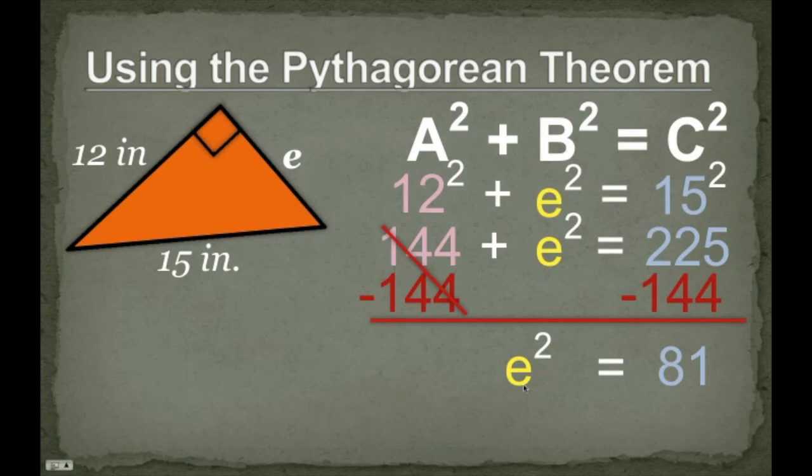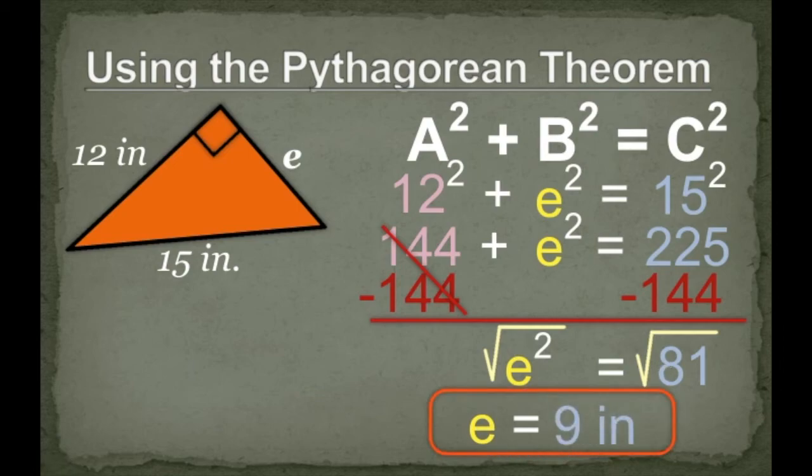Well, how do I cancel out the square? Well, the best way to cancel out a square is to find the square root of both sides. The square root and the square will cancel, leaving me with E by itself. I'll bring down my equal sign, and the square root of 81 is 9. Therefore, E equals 9 inches. This leg here in my right triangle is 9 inches.